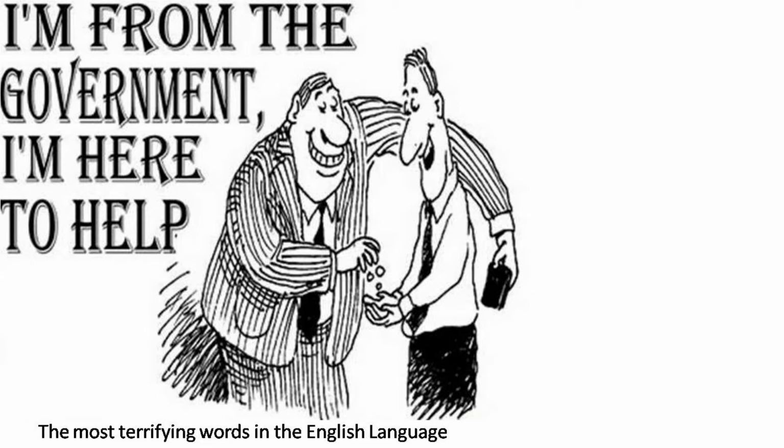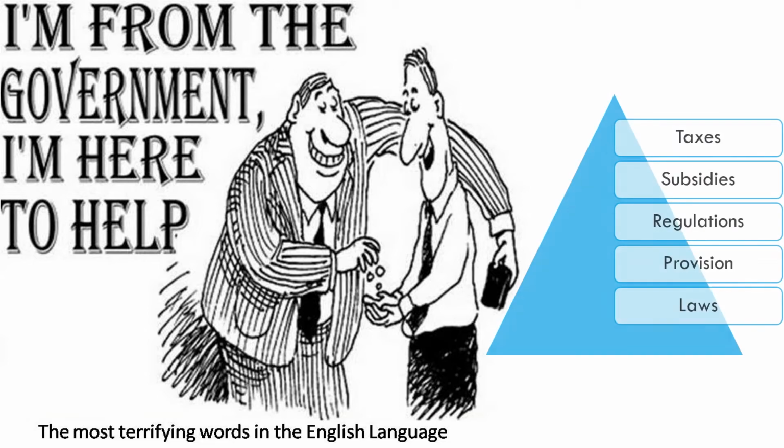I'm from the government and I'm here to help. Now we've looked in previous videos that the government will often intervene in markets to try and correct market failure. Governments might do so through taxes, subsidies, regulations, providing the service themselves, or introducing laws. But sometimes this government intervention actually doesn't succeed, or perhaps makes things worse.